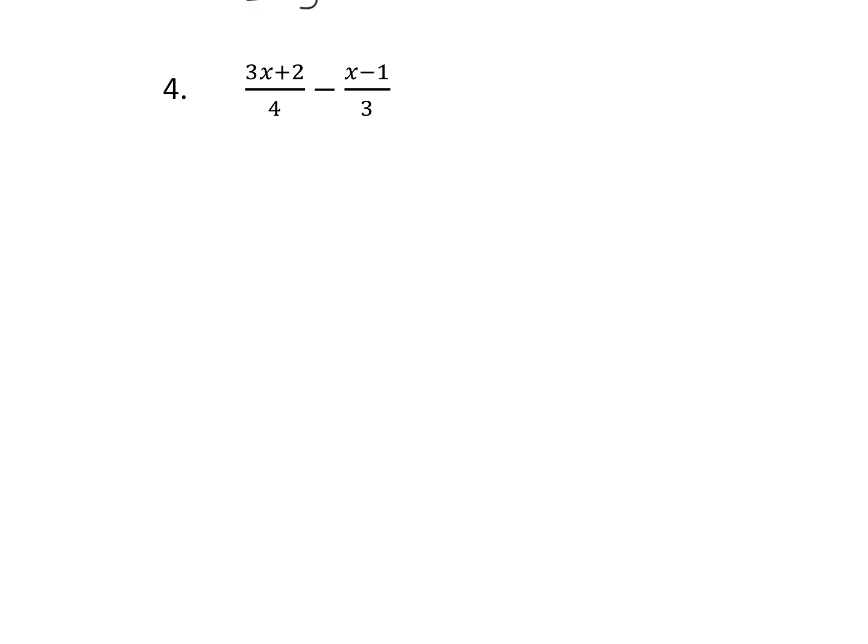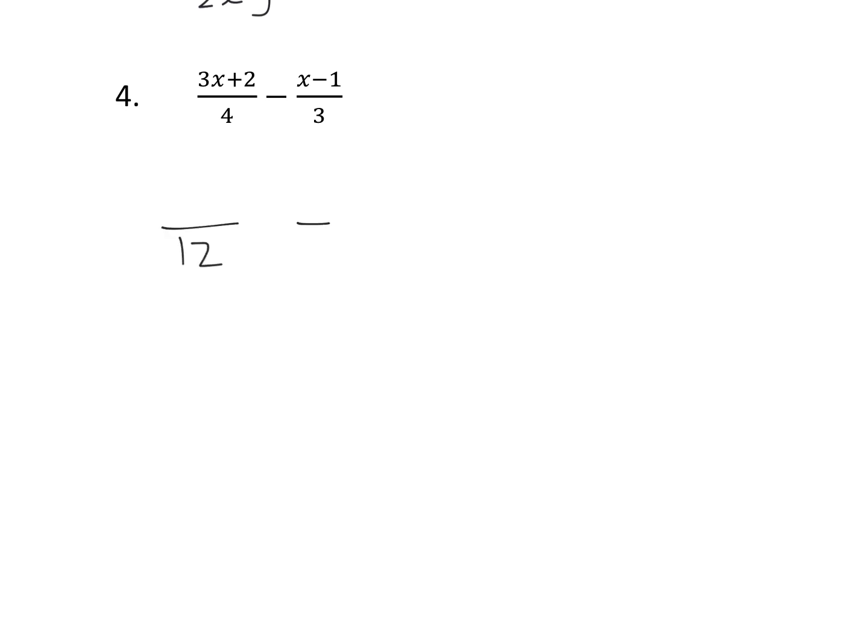And finally, number 4. Here we've got a nice numerical denominator, and we can say that the common denominator would be 12. If the denominator is 12, that means we're multiplying the first fraction by 3. So we'd have 3 of the numerator, 3 times (x plus 2). And the second fraction, to get from 3 to 12, we times by 4. So we need to multiply the numerator by 4. Whatever we do to the numerator, we do the same to the denominator and vice versa.